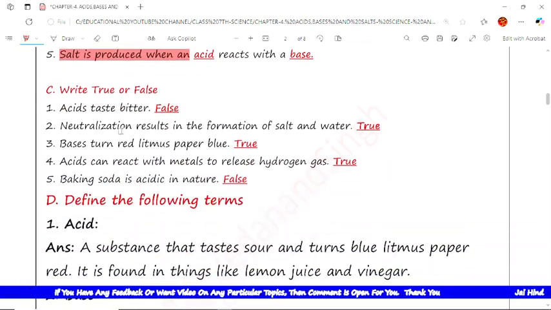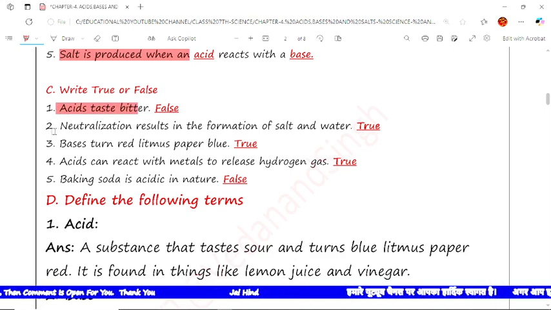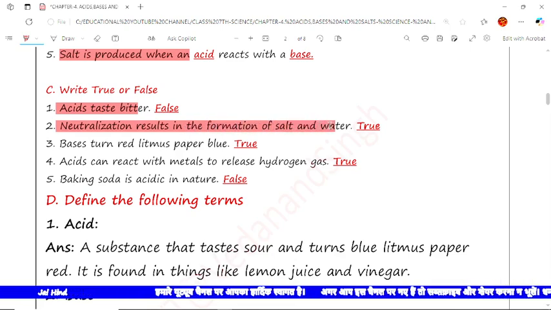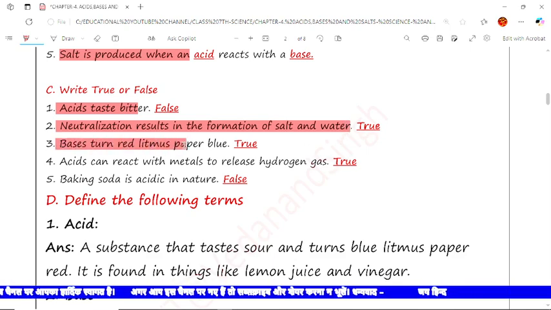Now there is a question for true and false. The first is: acids taste bitter. No, this is false. Neutralization results in the formation of salt and water. Yes, this is true. Now the next statement: bases turn red litmus paper blue. Yes, bases turn red litmus paper blue, but acids turn blue litmus paper red. Always remember it. This is the true answer.